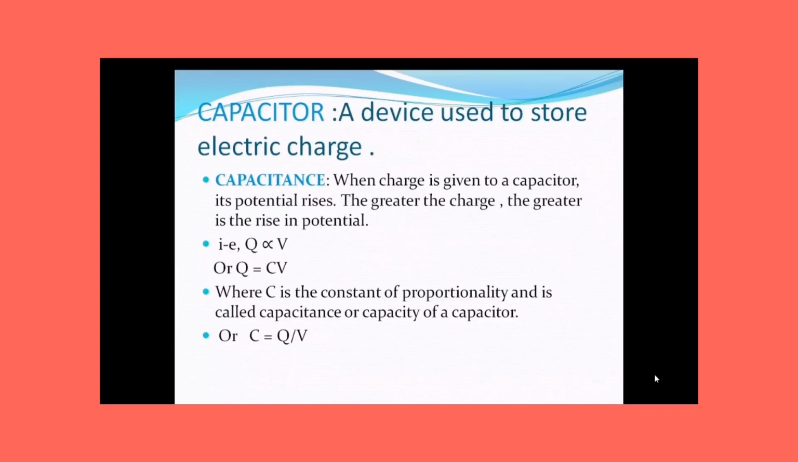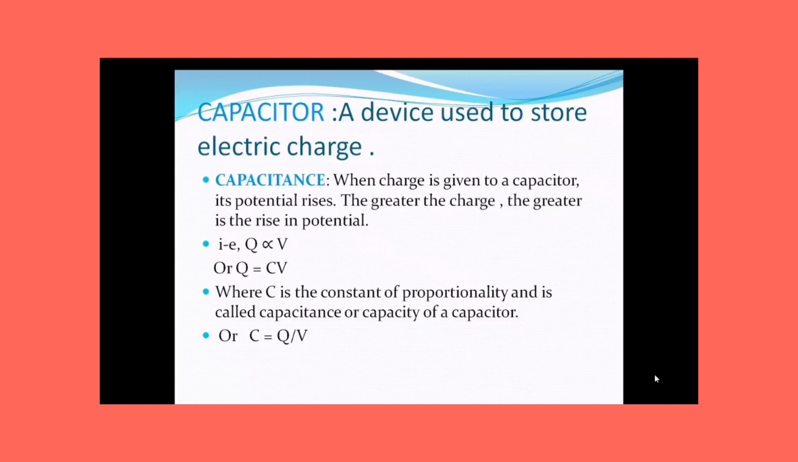What is a capacitor? A capacitor is a device used to store electric charge. Capacitance: when charge is given to a capacitor, its potential rises. The greater the charge, greater is the rise in potential. Let +Q charge be given to a capacitor and its potential rises to V. So we can write Q is directly proportional to V.